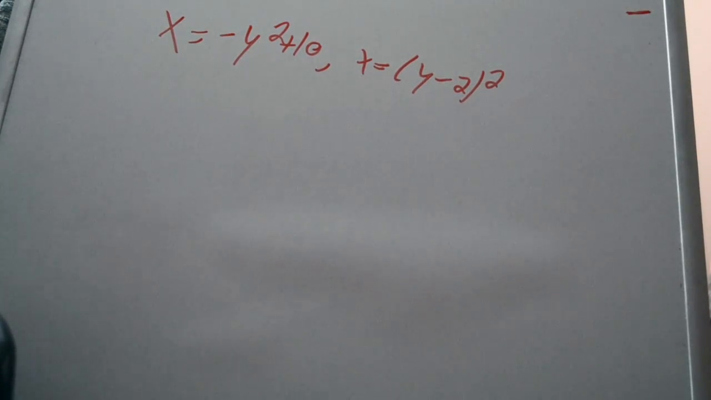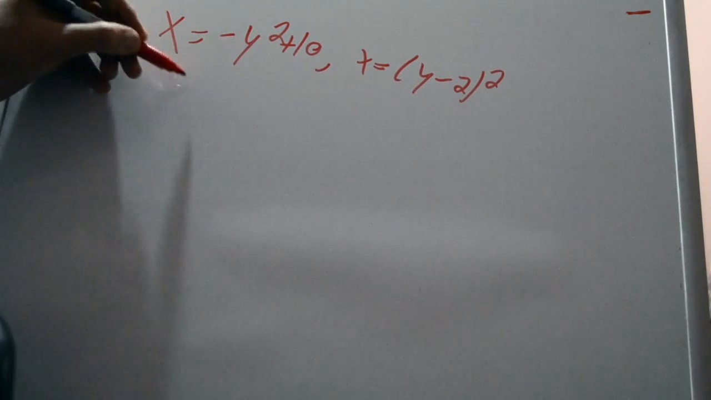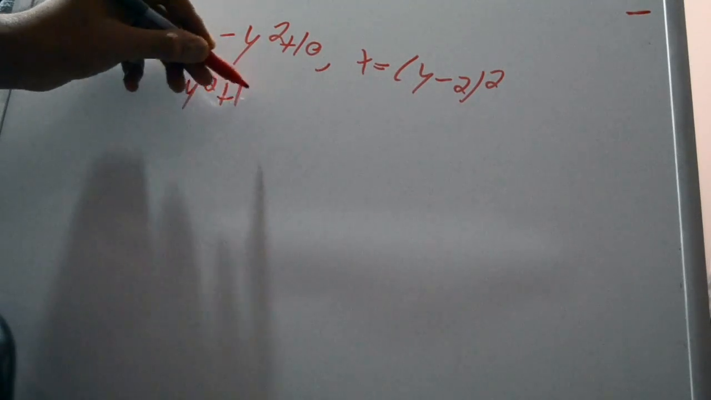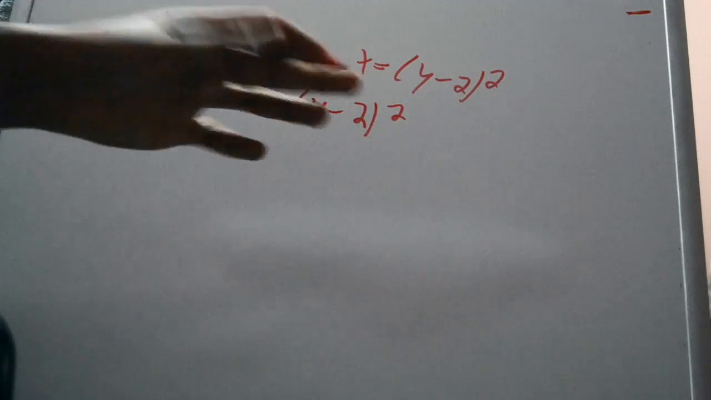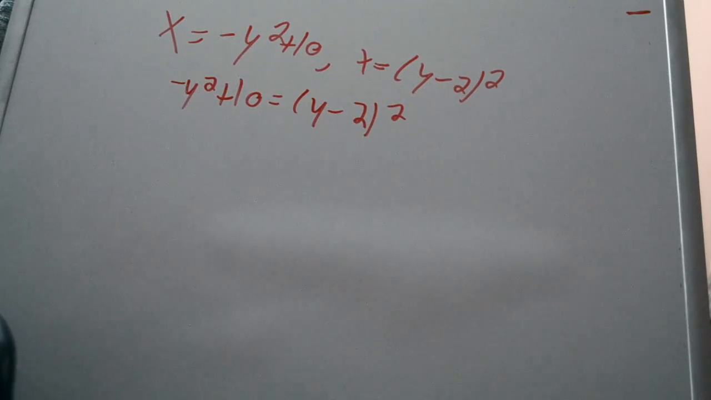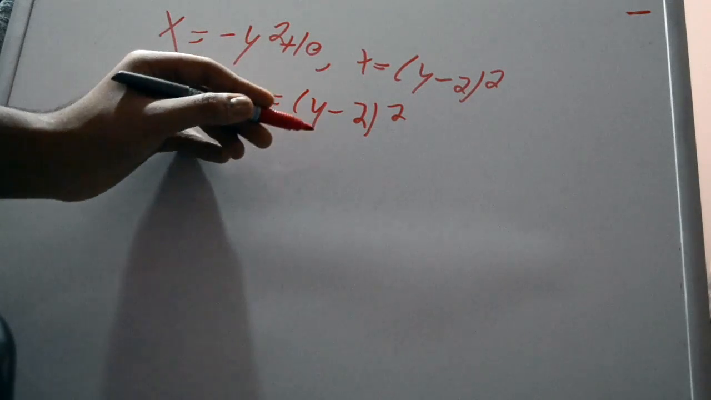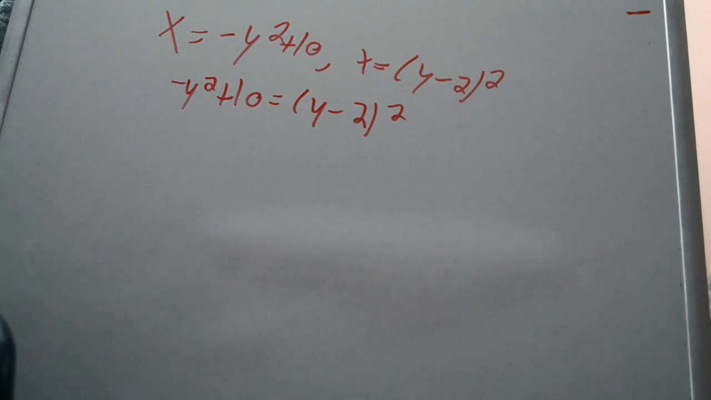Alrighty, I hope you did pause it there and try it out. But the first thing you want to do always is set them equal to one another. So you have negative y squared plus 10 is equal to y minus 2 squared. Just do y minus 2 times y minus 2. You will get y squared minus 4y plus 4.